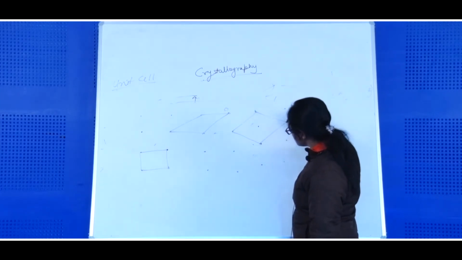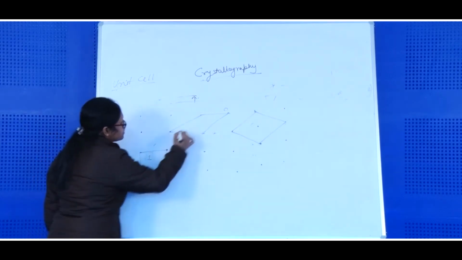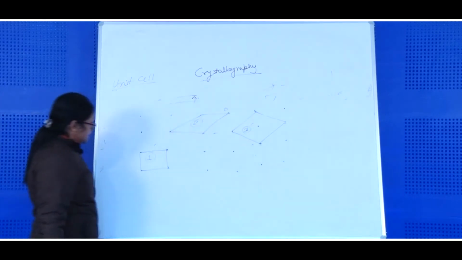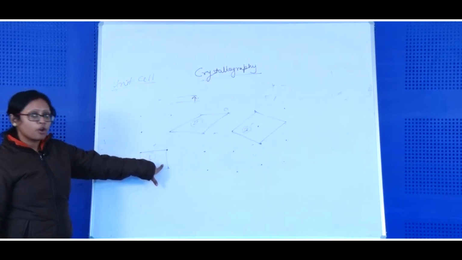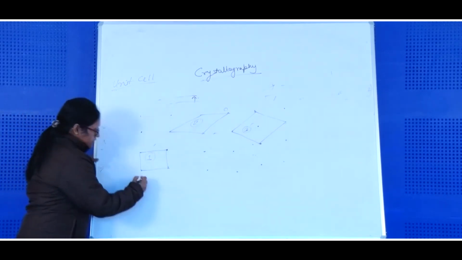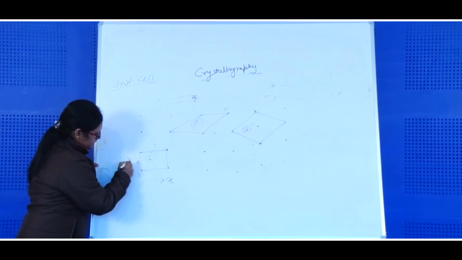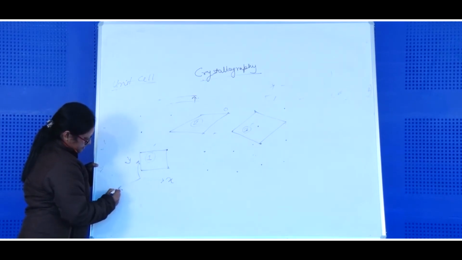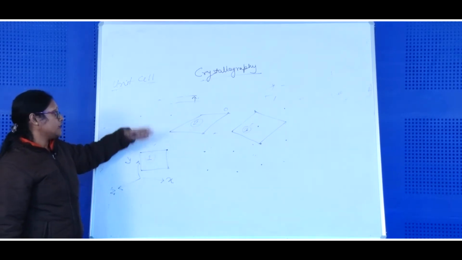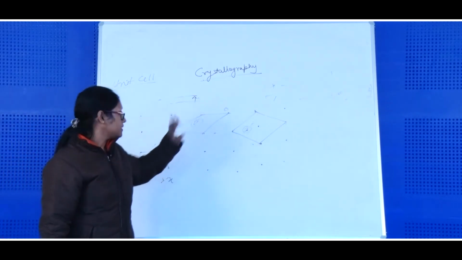And let me draw this third block. Let me name them 1, 2 and 3. See, if I repeat this block 1 in all the directions along, let's take this as the x-axis, this as the y-axis, and perpendicular to the plane of the board as the z-axis, if I repeat this block in all the directions, I can construct the whole space lattice.